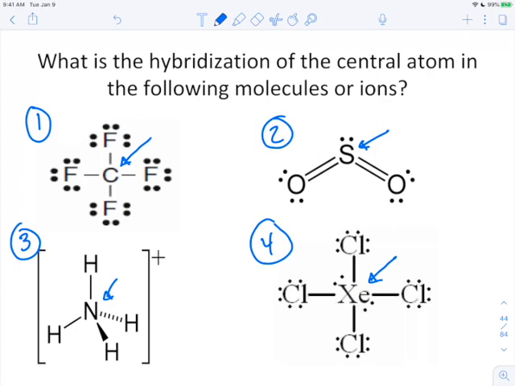Okay, so it looks like everybody who is voting, oh no, there's one person who wants some more time, so let's go ahead and take another minute. It looks like we're having a disagreement on number 2. Some people are saying sp2, some people are saying sp3d. So while we're waiting, go ahead and take another look at number 2, and remember that double bonds do count as one electron group. So this is 1, this is 2, and this would be a third.